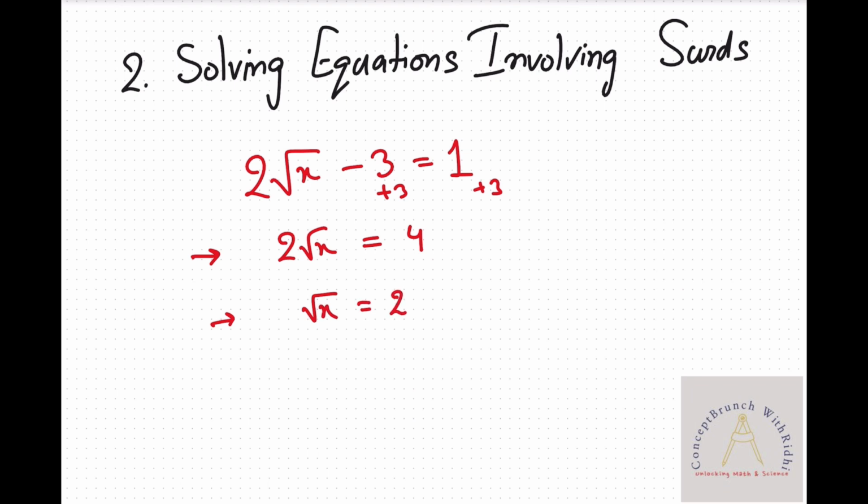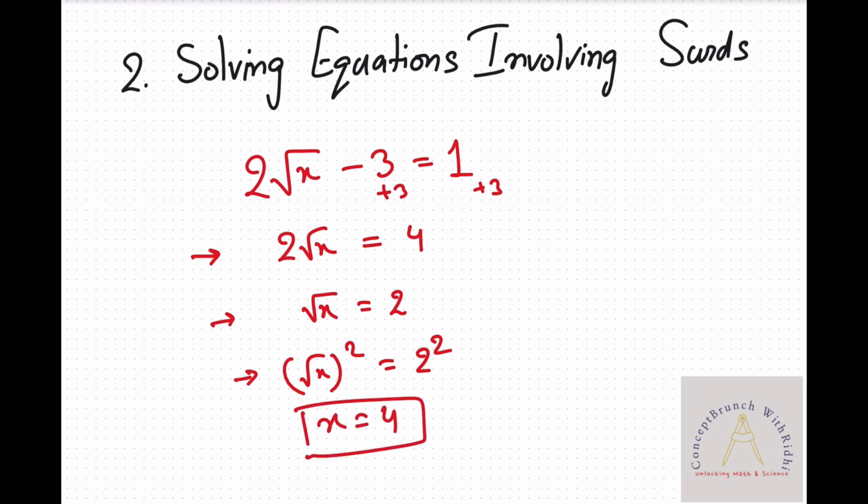Now square both sides to eliminate the square root. So if you square both sides, you will get x equal 4, and this is your final answer. So when solving these kinds of equations, squaring both sides is often the key.